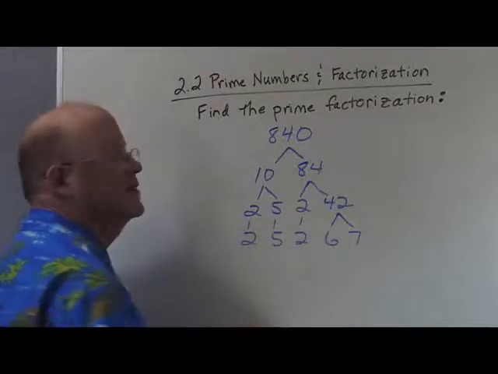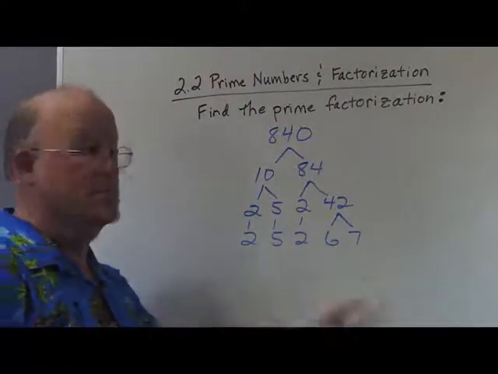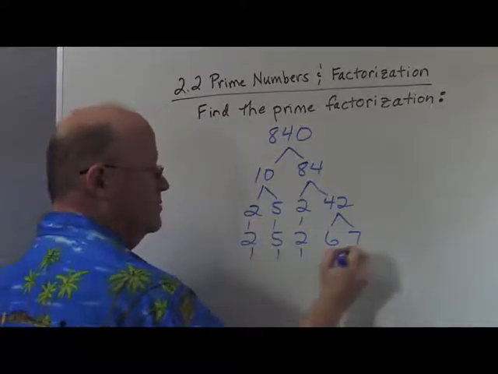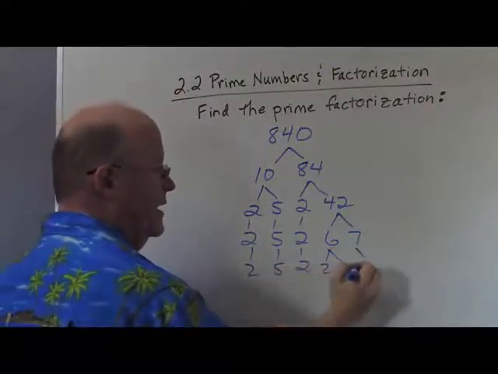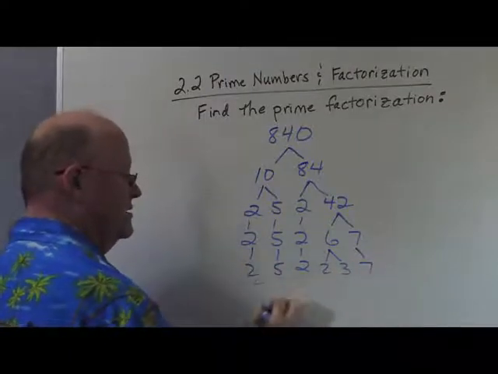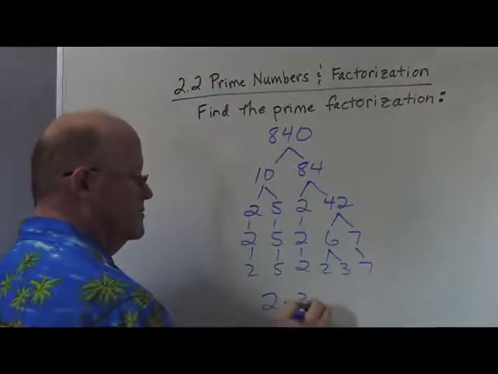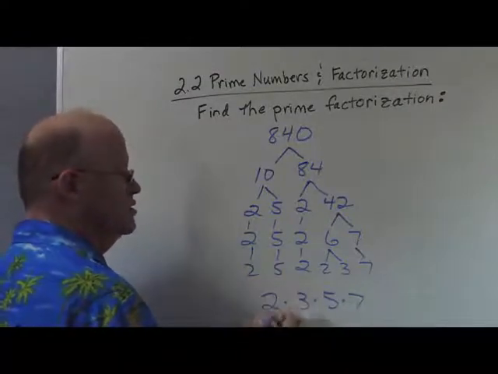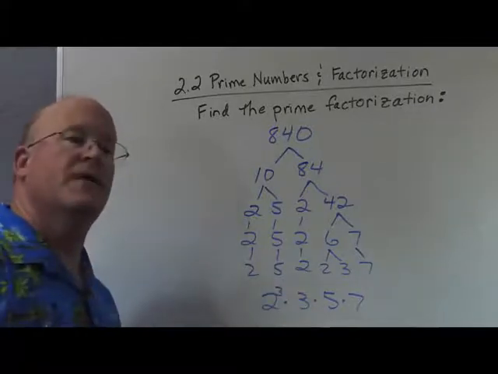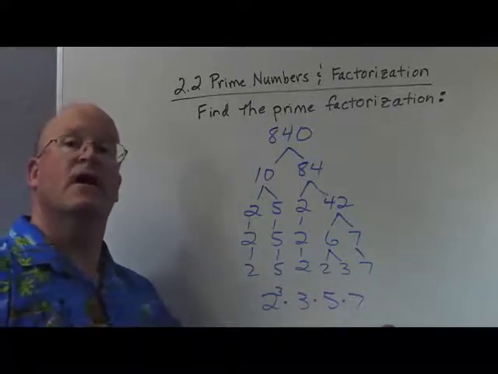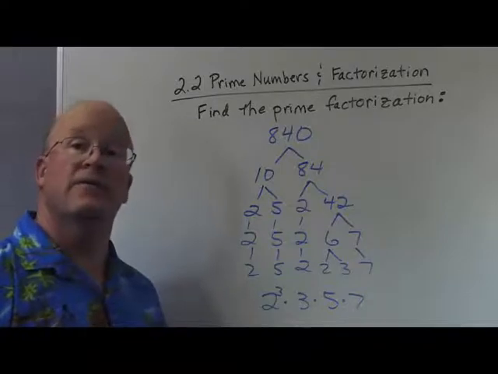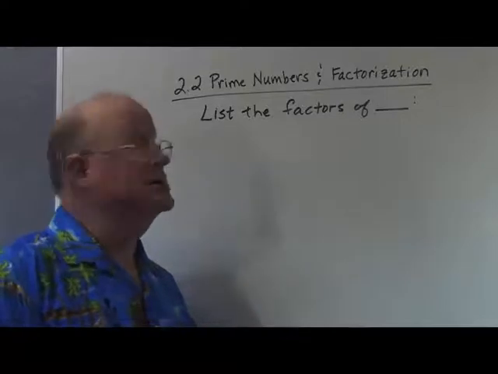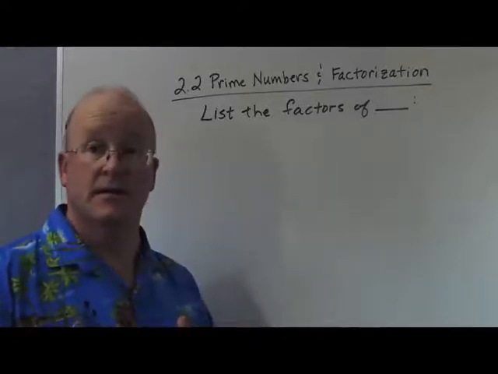I'm continuing to bring down these numbers. 7 is a prime number, so all we have left to break down is 2 times 3 there. So I will bring these remaining numbers down, and we're going to list 2, 3, 5, and 7 in numerical order. 2 times 3 times 5 times 7. The only number that's repeated is 2, and it shows up 3 times. So we will write that as 2 to the 3rd times 3 times 5 times 7 as the prime factorization of 840.